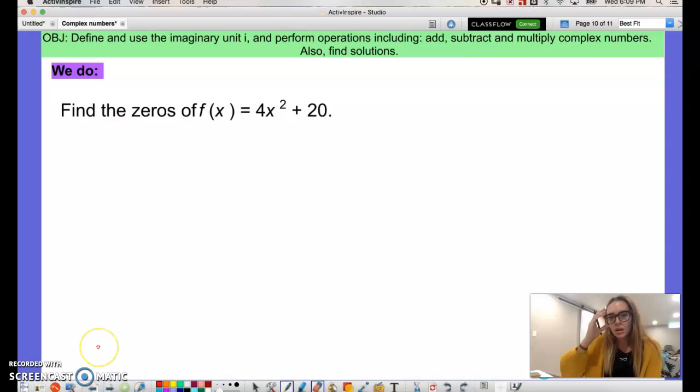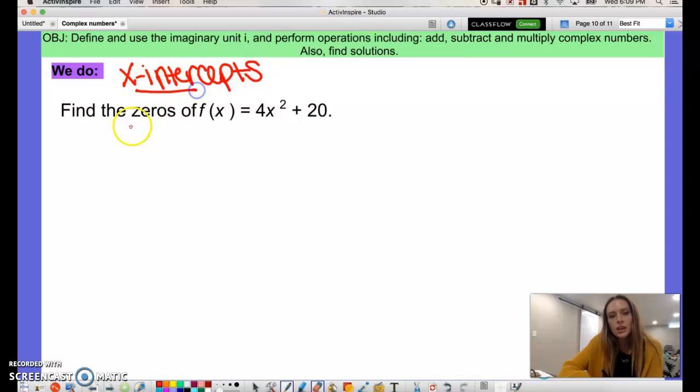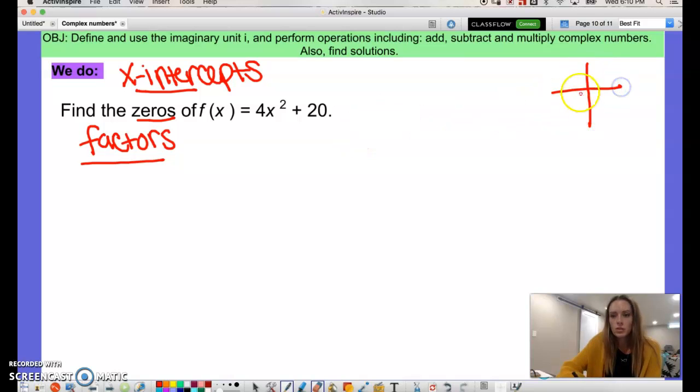All right, so this is where we talk about zeros. I've told my classes before, we say zeros, we say x-intercepts, we can say factors, right? All those words are almost interchangeable. And we're talking about the same point on the graph for these quadratics.